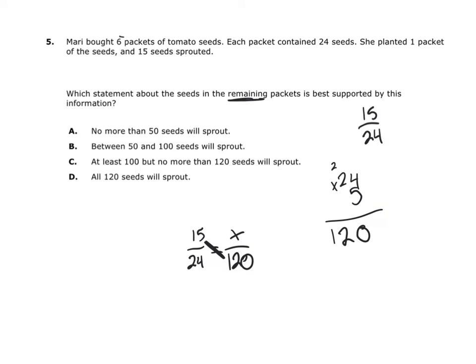120 times 15. 5 times 0 is 0, 5 times 2 is 10, carry the 1, 5 times 1 is 5, 6. Done with the first number. X for place value. 1 times 0 is 0. 1 times 2 is 2. 1 times 1 is 1. Now we add it up. We get 1,800.